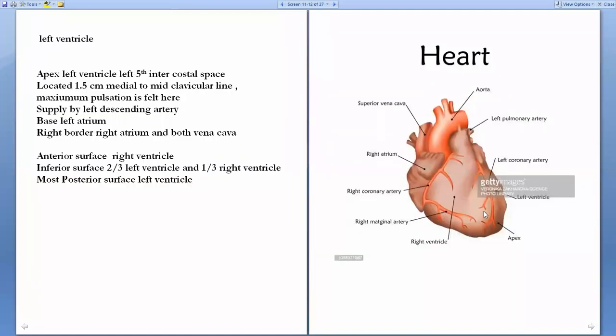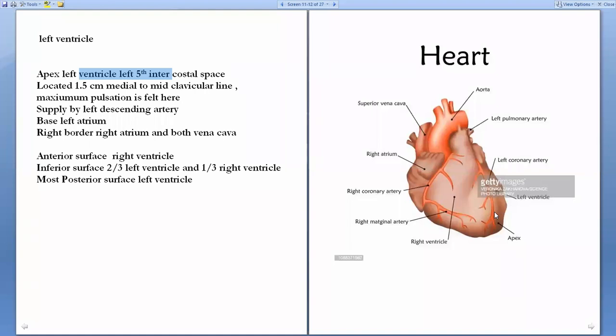You should know what the apex is if someone asks you. The apex is the region of the heart which is located at the level of the fifth intercostal space, and it is located in the mid clavicular line, 1.5 cm medial. I will explain the mid clavicular line. It has the maximum pulsation of the heart. If the doctor, the patient, or the examiner asks you to palpate the pulsation of the heart, you will place your hand on the apex region and you will feel the heartbeat.